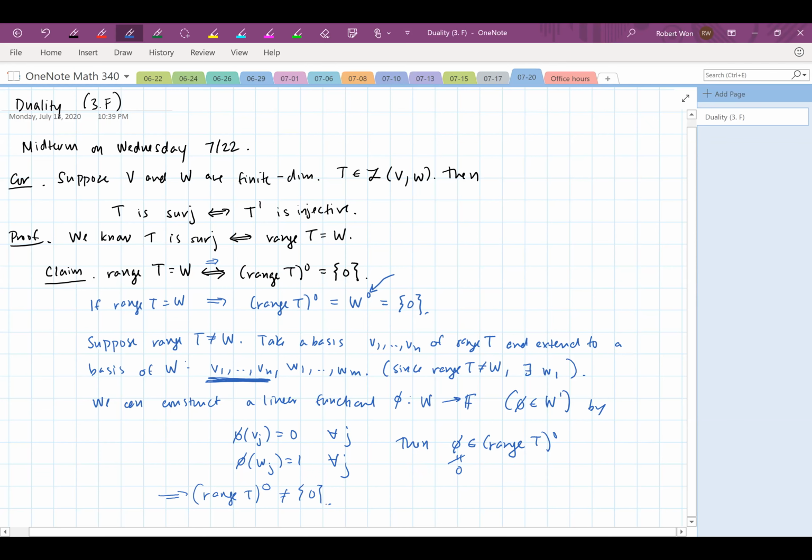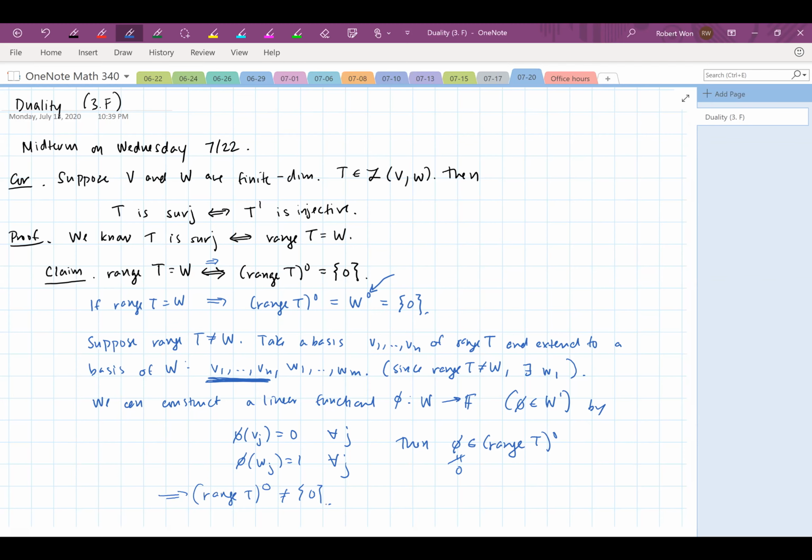Okay, and this is where we needed finite dimensionality, because you had to pick a basis of the range of T and extend it to a basis of W. If you have an infinite dimensional vector space, this claim is actually not true. It's possible to choose a proper subspace that has 0 annihilator. You should think about this. This is an interesting problem.